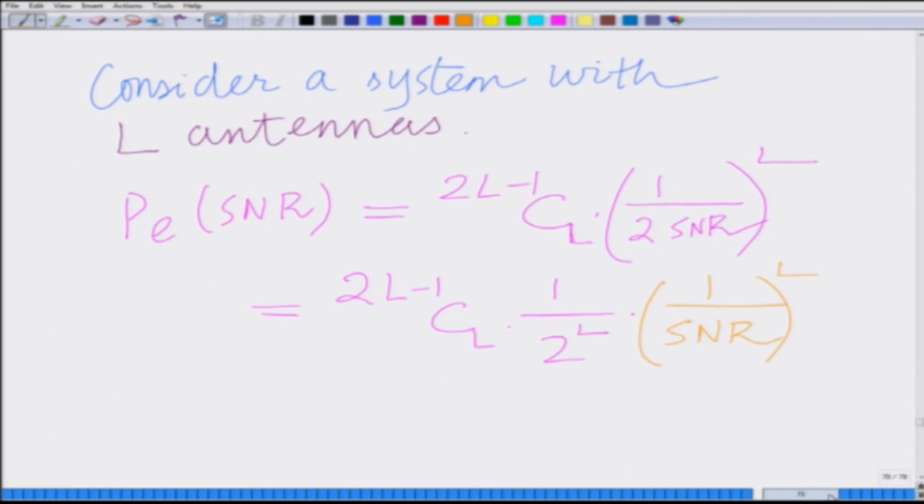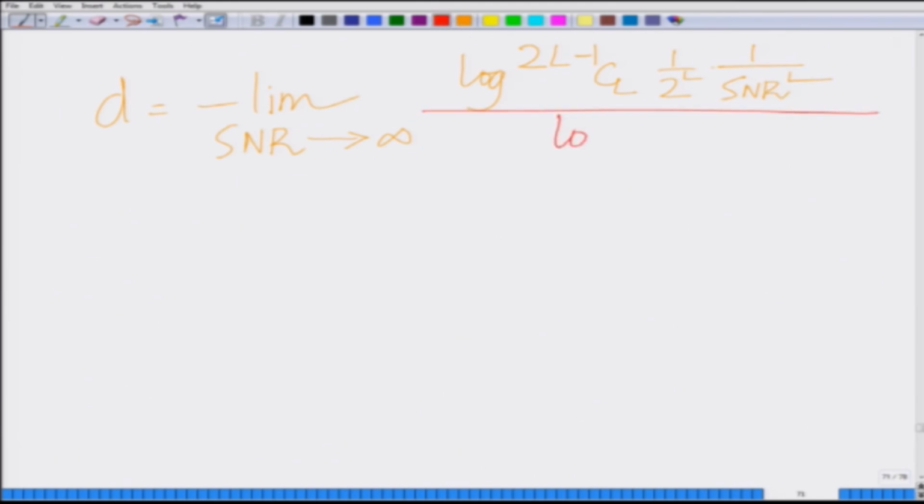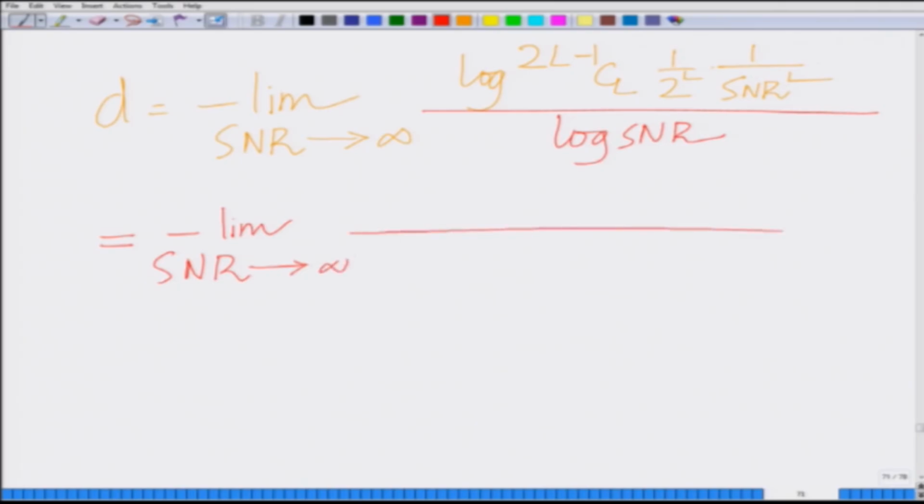Let us now look at the diversity order of this system. D equals minus limit SNR tends to infinity of log of PE of SNR, but PE of SNR, the probability of error, is 2L minus 1 choose L, times 1 over 2 to the power of L, times 1 over SNR raised to the power of L, divided by log of SNR, which is equal to minus limit as SNR tends to infinity.